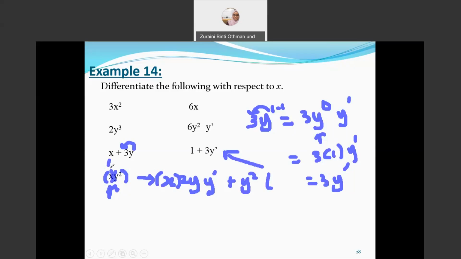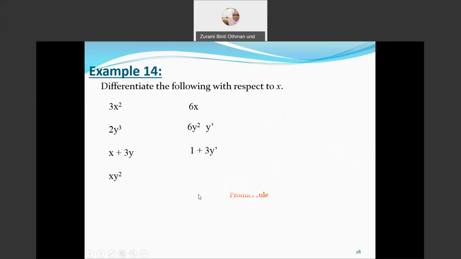X here, we differentiate it, we get 1. So apa yang dia buat ialah, this is product rule. Ambil x, bezakan y, we get 2y. Dan belakang letak y prime because we differentiate y. Then, plus y squared times 1. So here, we can simplify it as 2xy y prime plus y squared.